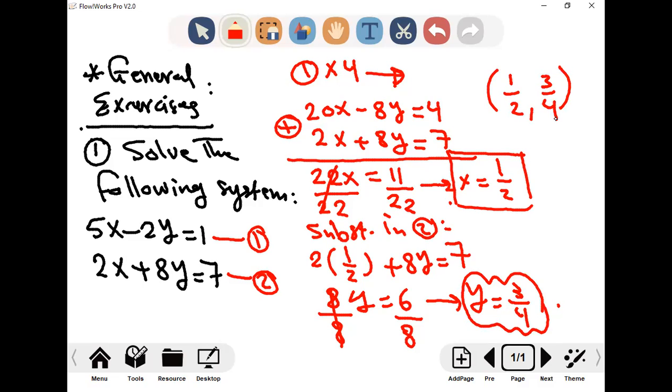Assume you substitute in the first one. The value of y should also be 3 over 4. It's the same. Okay? Copy these steps. 2 by half, put it there. Minus 1. 7 minus 1 is 6. Now divide both sides by 8. Then you have 6 over 8. Simplify, 3 over 4. Yes.